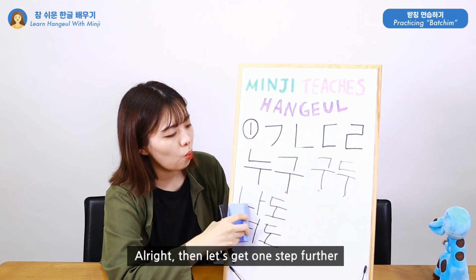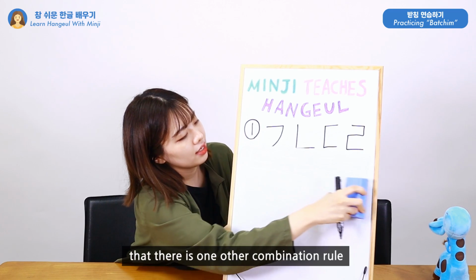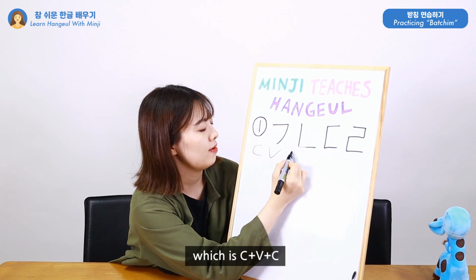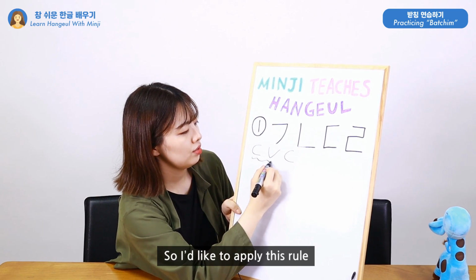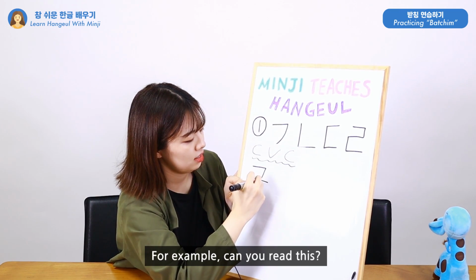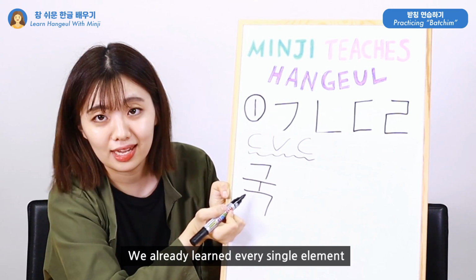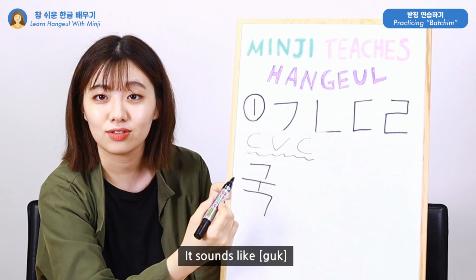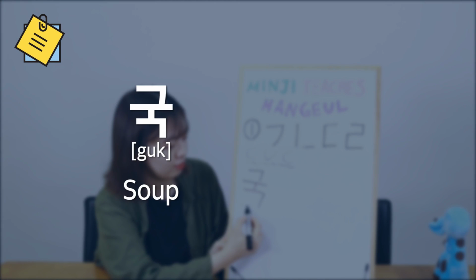Alright, then let's get one step further. Remember I mentioned in the previous lesson that there is one other combination rule, consonant, vowel, consonant, right? So I will apply this rule. For example, can you read this? We learned every single letter. 국. It sounds like 국, and it means soup.